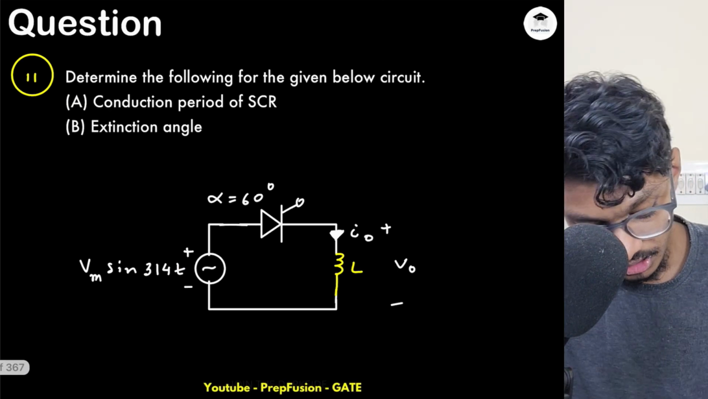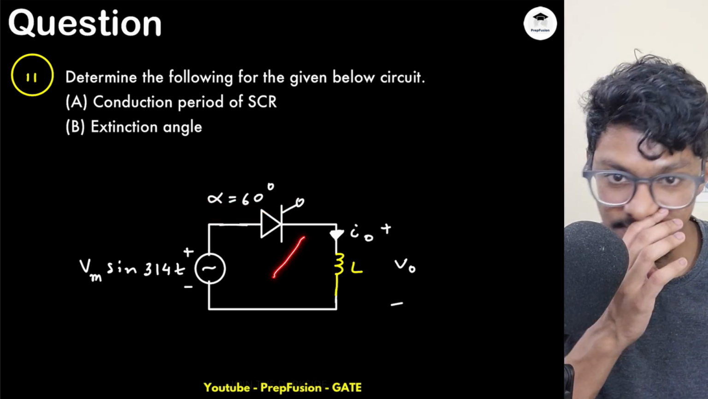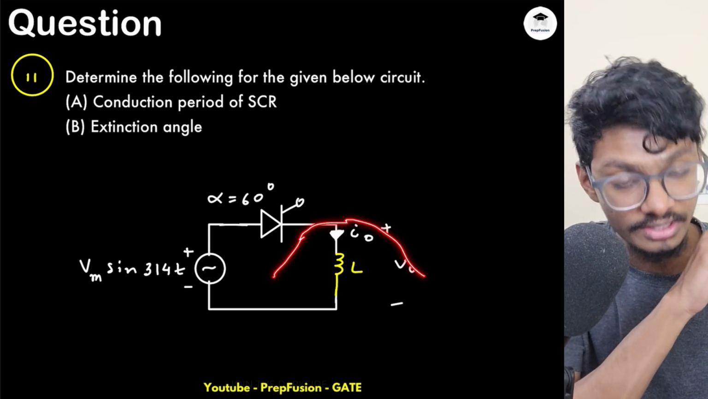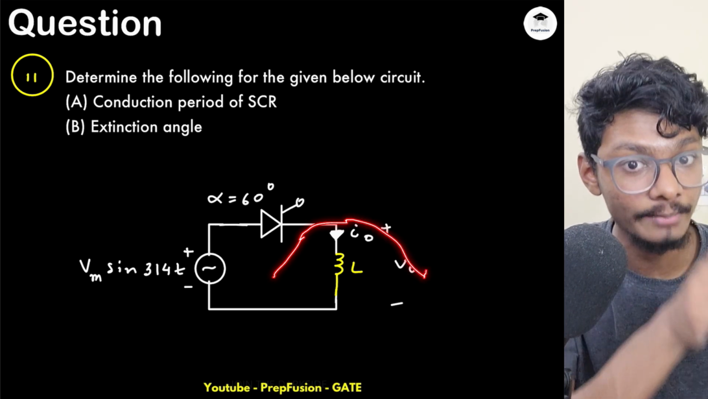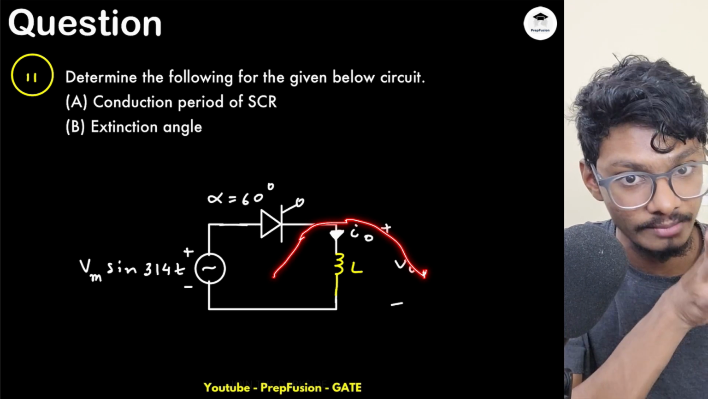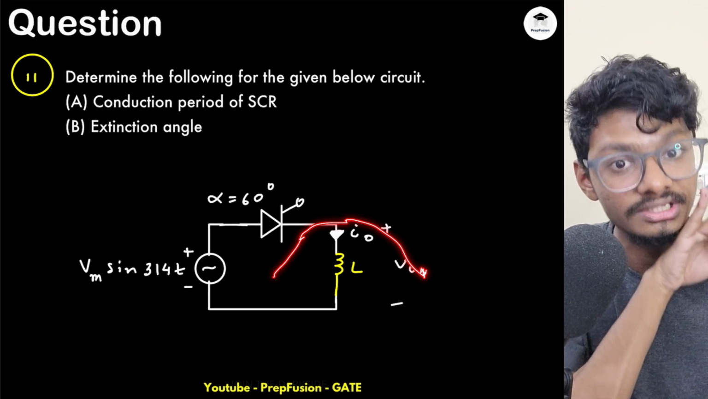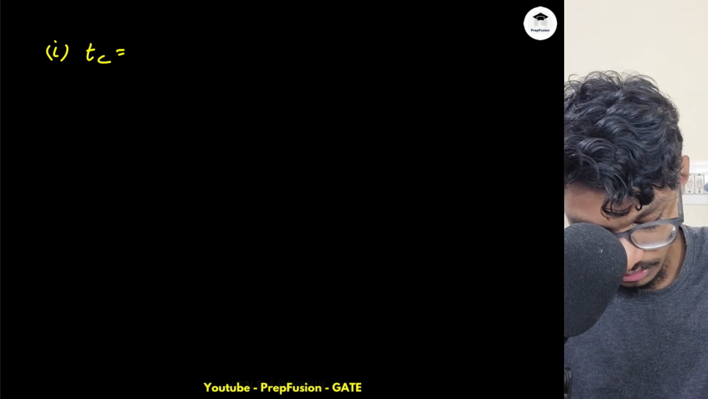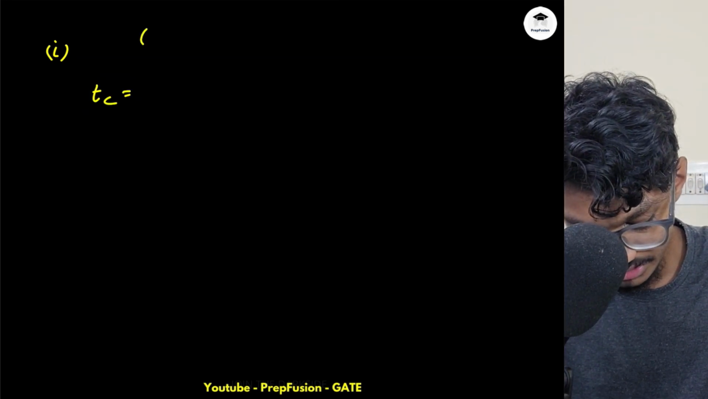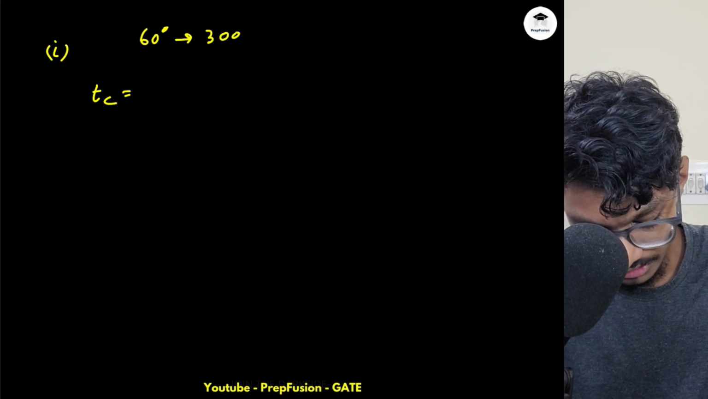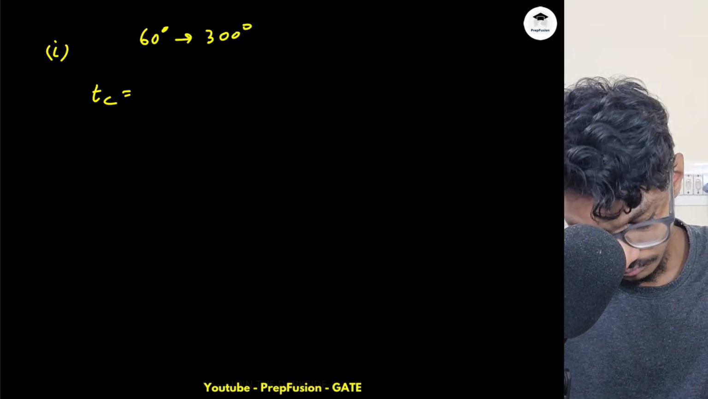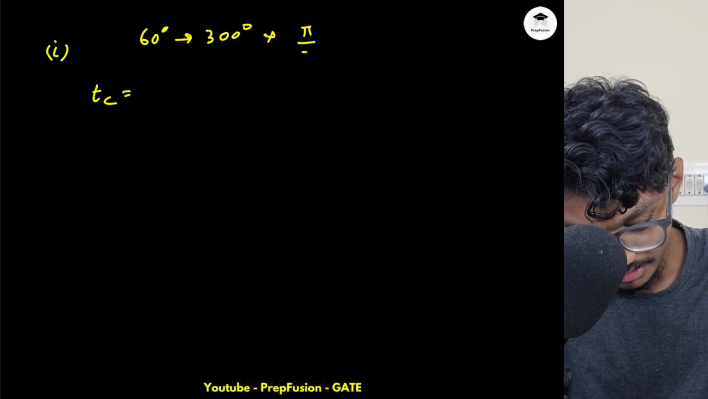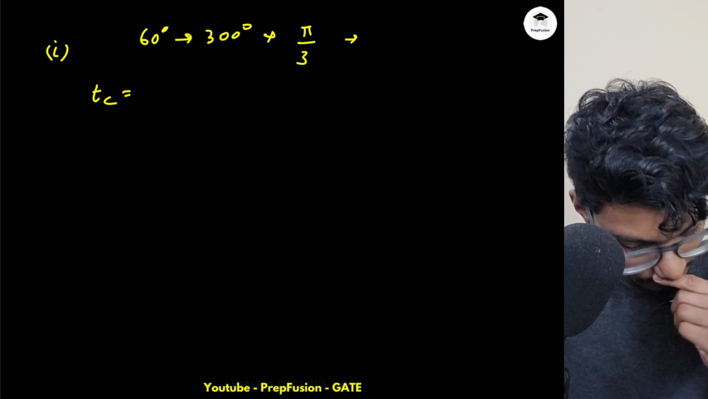The conduction period will be simply, like at alpha it will be triggered, so current will increase from 60 degrees, then it will reach maximum at omega t equals pi, then it will reduce to 0 when omega t equals 360 minus 60, that is 300 degrees. So it will conduct from 60 degrees to 300 degrees. So what is the on time? If I write this in terms of radians, this will be equal to pi by 3 to what is this?